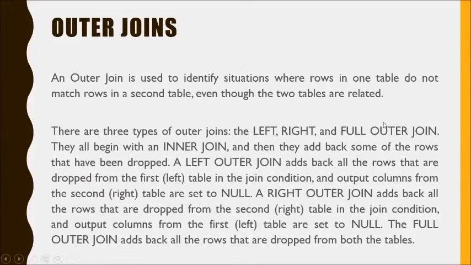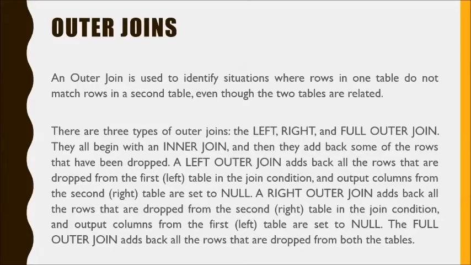Next, we have the outer joins. An outer join is used to identify situations where rows in one table do not match rows in a second table, though the two tables are related. There are three types of outer joins: the left, right, and full outer join. They all begin with an inner join and then add back some of the rows that have been dropped.